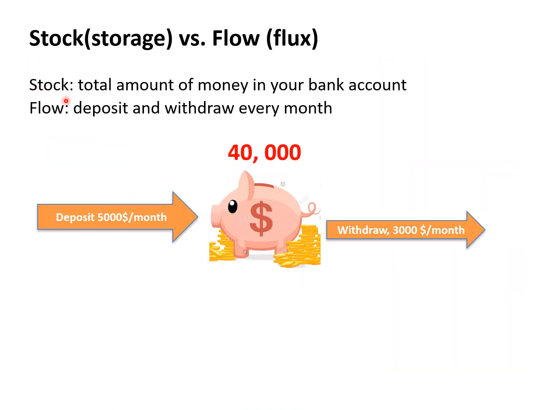We use the terms stock, or sometimes storage, and flow, or flux, very frequently in tracking carbon dynamics. Suppose that you have a bank account. The total amount of money in your bank account is the stock. Every month you put a certain amount of money into your account, for example, from your salary, or you also take some money out of your account each month, for example, your everyday expenses. This deposit and withdrawal is the flow into and out of the account.